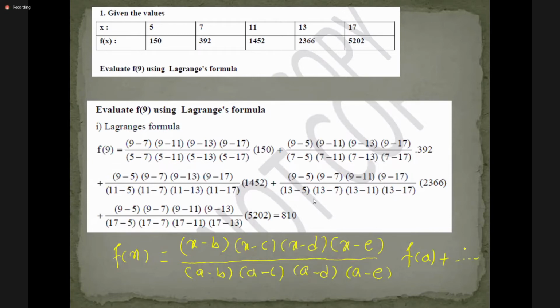I hope you are getting it. Any doubt? No, sir. So this is step number 1. You should write this formula first and replace x by 9 everywhere, and a, b, c, d you already have. This is a. Just I'll write it.